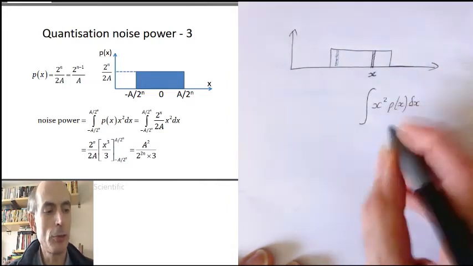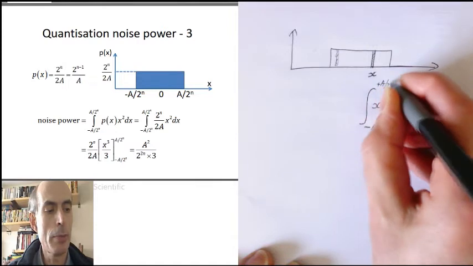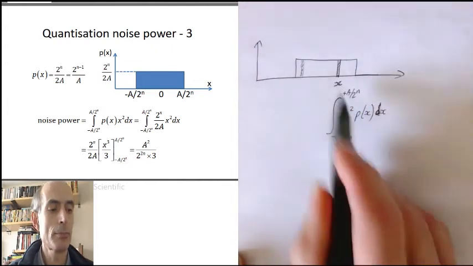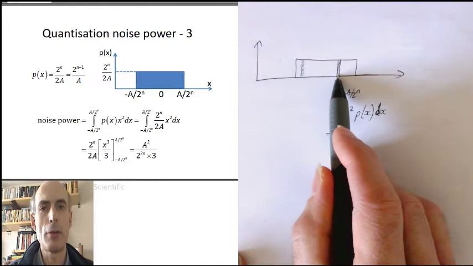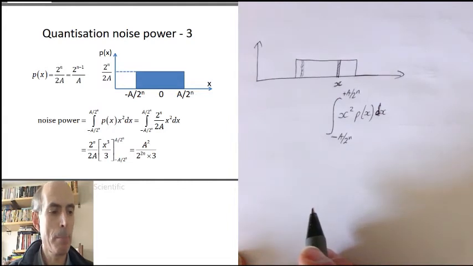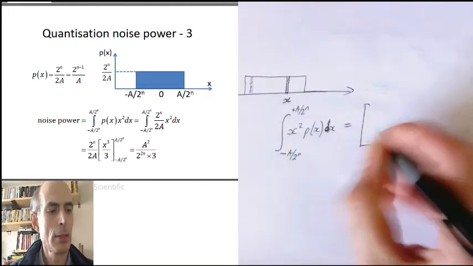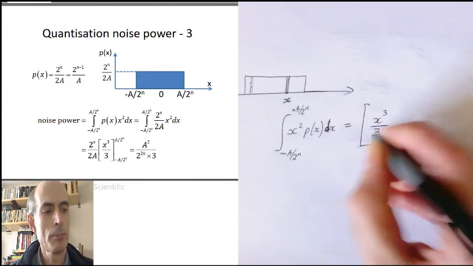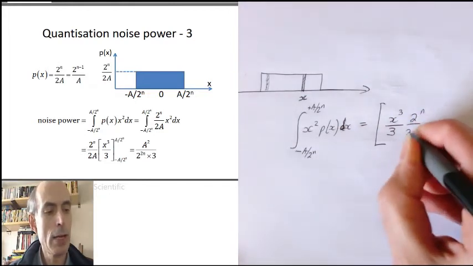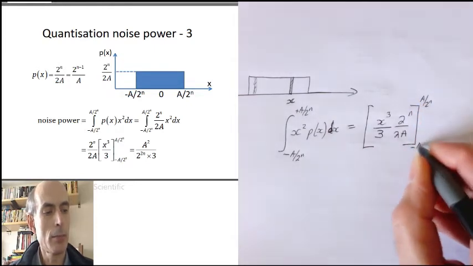And that's just the integral from minus a over 2 to the power of n to plus a over 2 to the power of n of x squared p(x) dx. I'm adding up the powers rather than adding up the voltages because they're independent noise sources. I have to add their powers if I want the total noise power. Okay, that is a fairly straightforward integral to do. That just gives us x cubed over 3 times p(x), which is a constant, and equal to 2 to the power of n over 2a, evaluated between a over 2 to the power of n and minus a over 2 to the power of n.